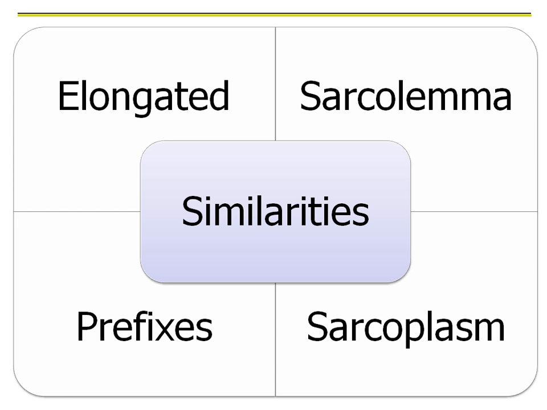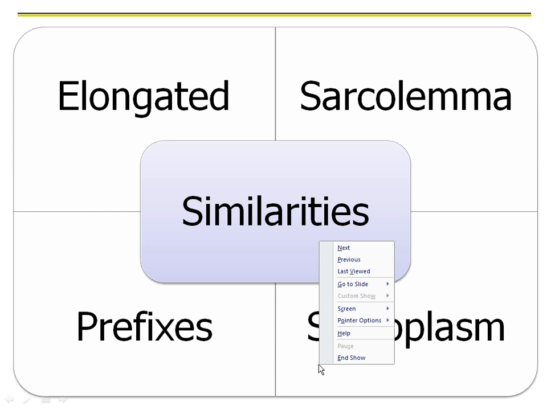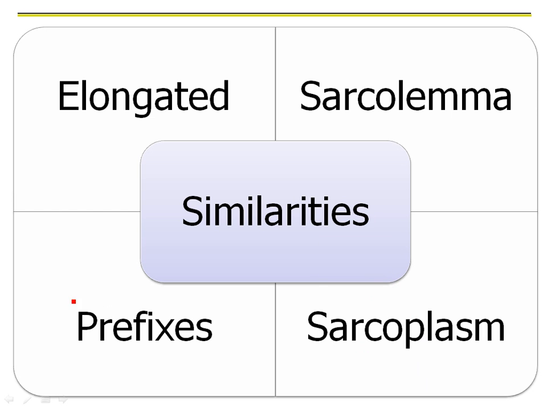And lastly, they're similar in their prefixes, in that because they're muscle tissue, you'll see myo, mes, and sarco. In fact, you see sarco in these two words right here. Okay, and so those prefixes are used in the words that are structural components of muscle tissue.